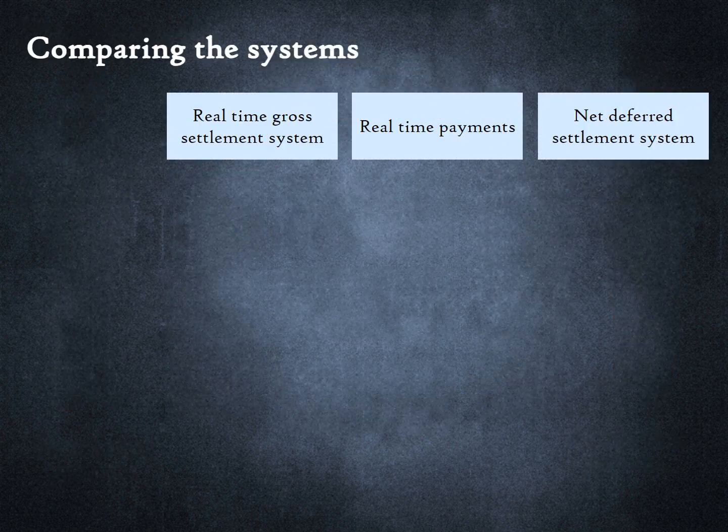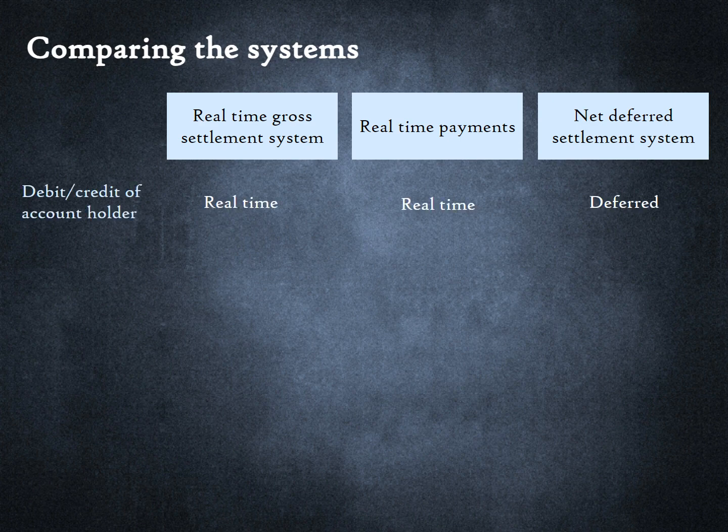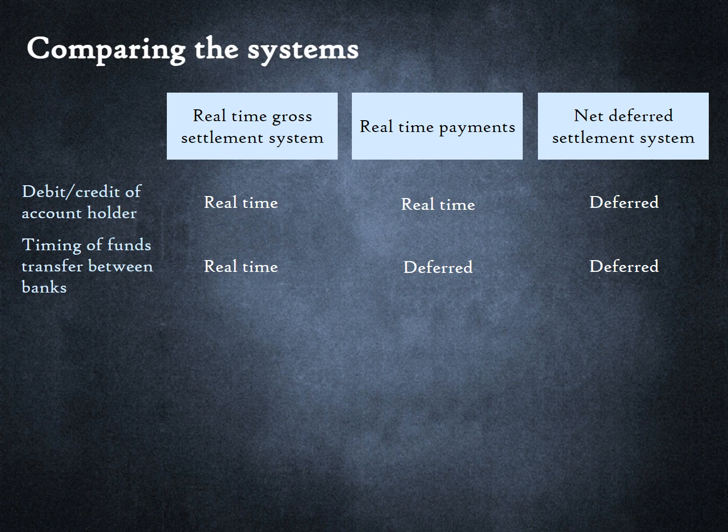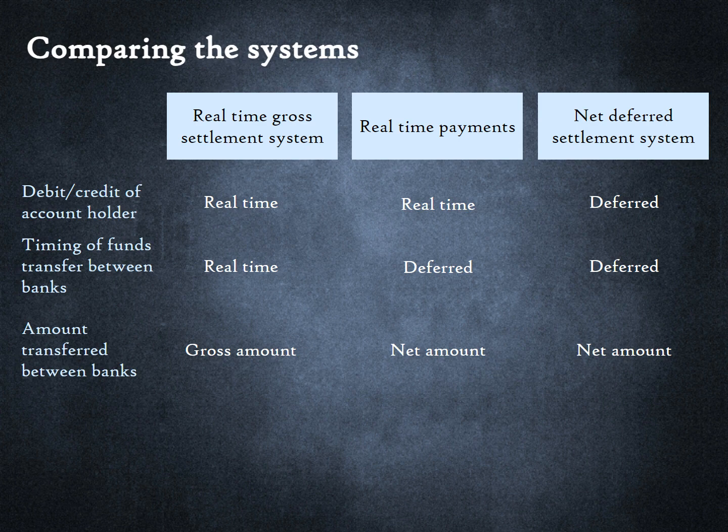We can now compare the three systems. In wires and real-time payments, the account holders get credited real-time, while in ACH systems it is deferred. The settlement between banks is real-time in wires but deferred in both RTP and ACH systems. The difference is that in RTP, it is deferred by hours, and in ACH, by days. The amounts transferred between the banks are gross amounts in RTGS but net amounts in RTP and ACH.